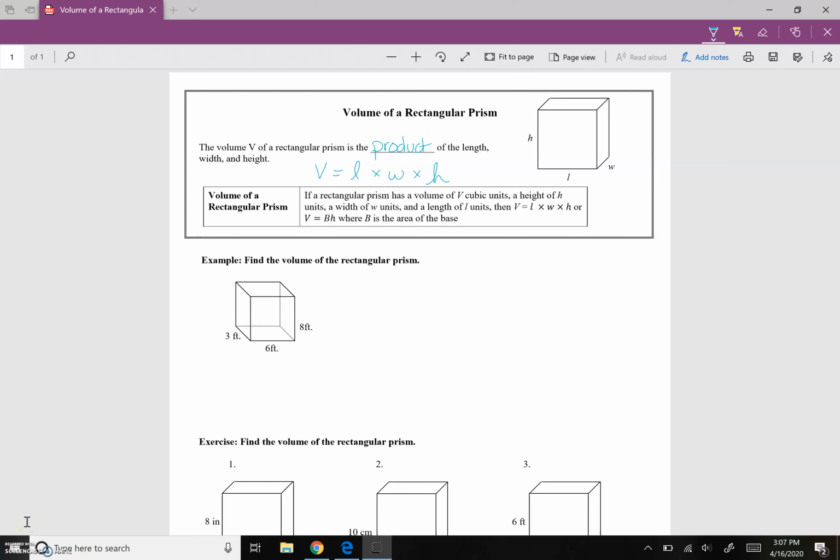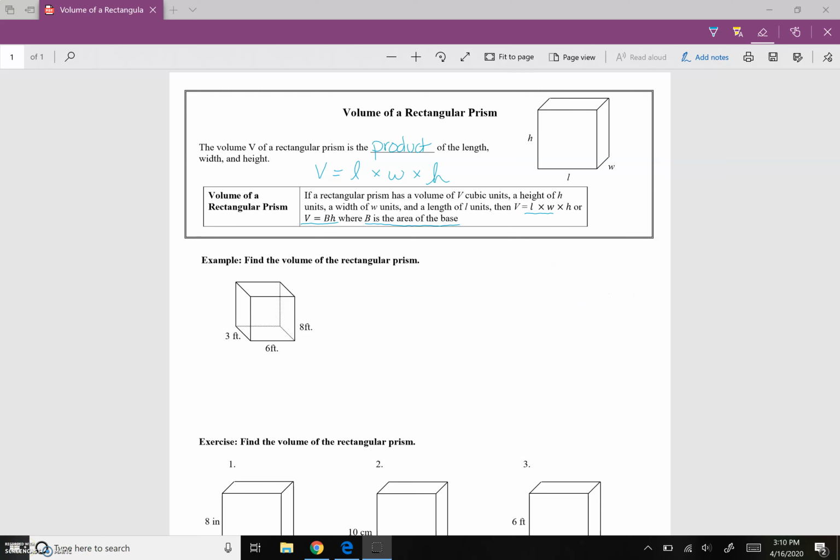Sometimes the equation is written as volume equals capital B times height, where the capital B is the area of the base, that is, the length times the width. This is especially true for the math reference sheet for the task exam. So whenever you see volume equals capital B times H, it's the same thing as volume equals length times width times height.